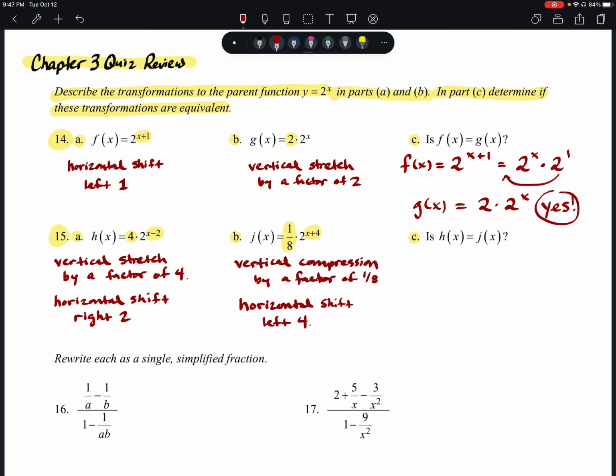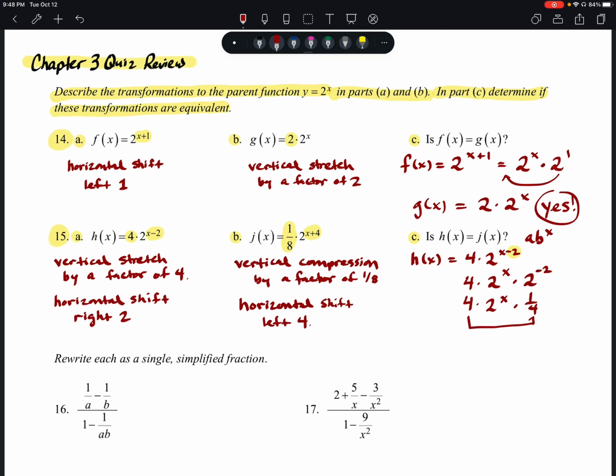Now, is h of x equal to j of x? Well, we're going to have to play around with these ones a little bit here to see. So let's start with h of x. Let's try to get them both into the form a times b to the power of x. So if I have 4 times 2 raised to the power of x minus 2, we'll start out with this minus 2 part. I know that that's the same thing as doing 4 times 2 to the power of x, then times 2 to the negative second power, which we know is actually just going to be 1/4. So we've got 4 times 2 to the power of x times 1/4.